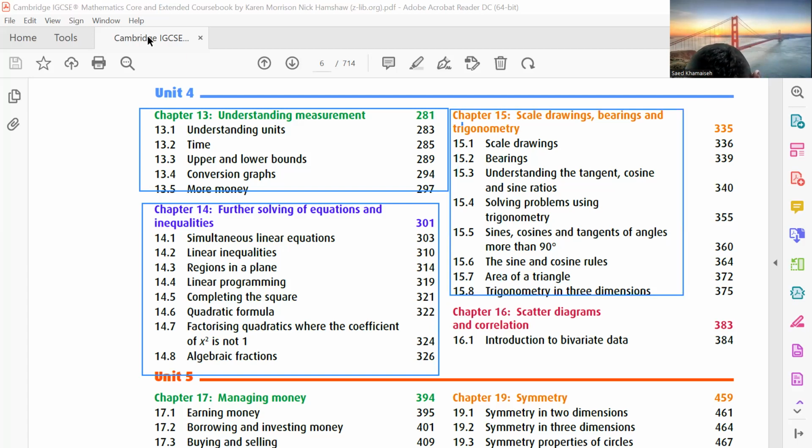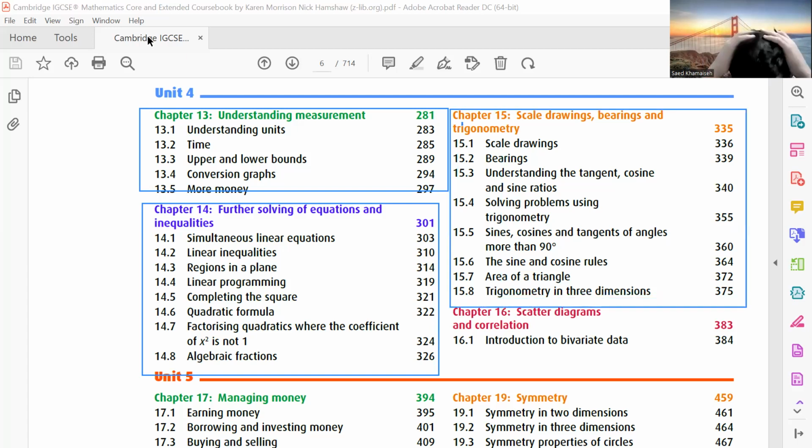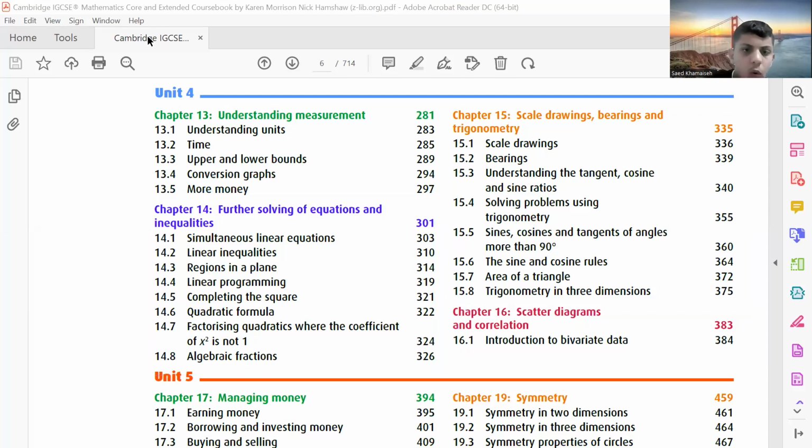Chapter 15, there will be a new thing. We talk about trigonometry, sin, cos, and tan, scale drawing, bearing, and others. And also we have the curvature diagram and the calculation. As you know, somehow hard.